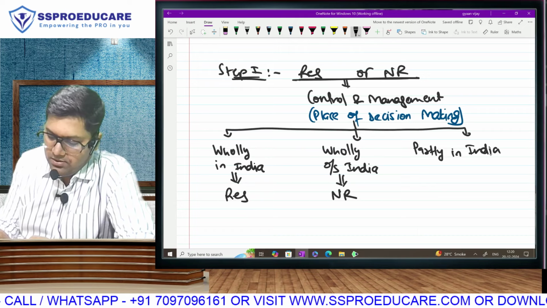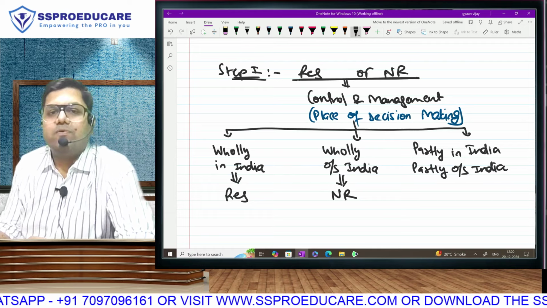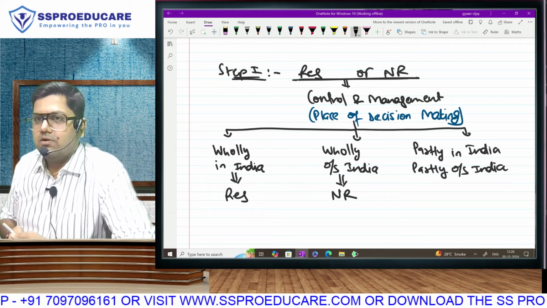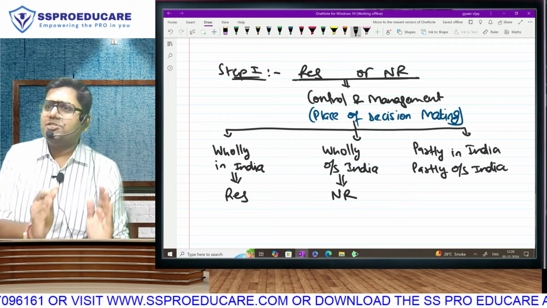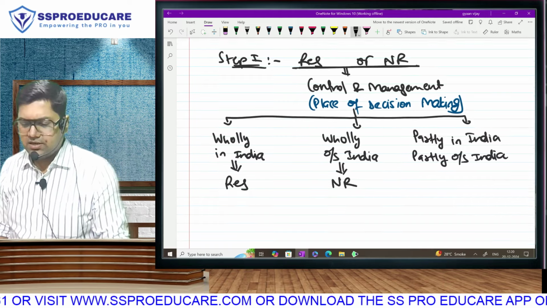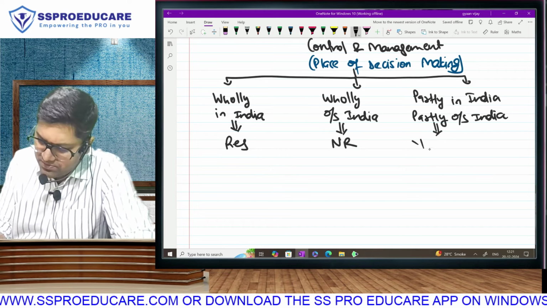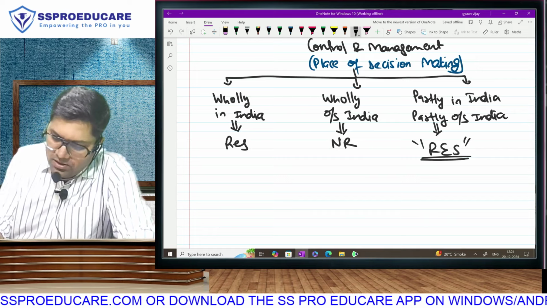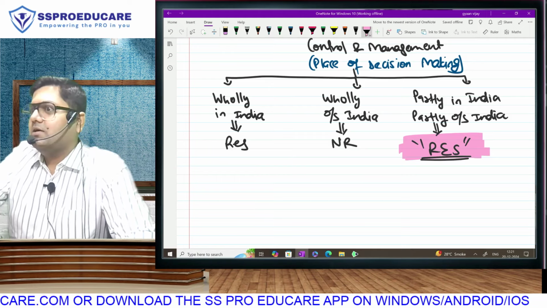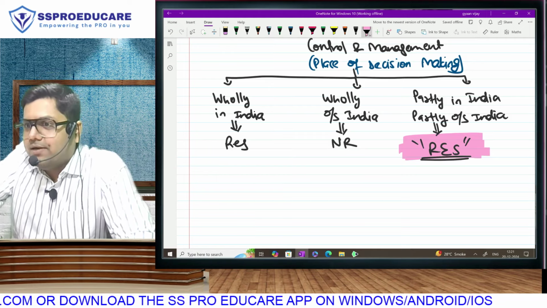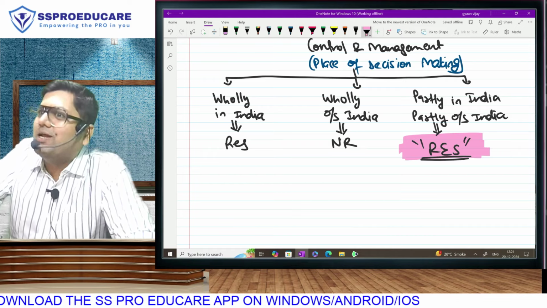But if the decision making is partly in India, partly outside India, this can be a question for a CA student. Think about it. Wholly in India, wholly outside India, very easy to identify. But when some decisions are taken in India, some decisions are taken outside India, then what is going to be the residential status of the HUF? Ladies and gentlemen, boys and girls, our government wants you to become resident at the earliest possible opportunity. Why? Because if you become resident, you pay tax on global income.